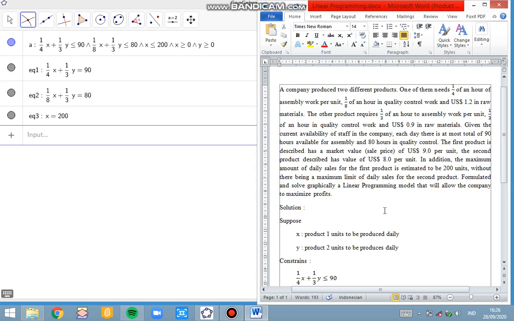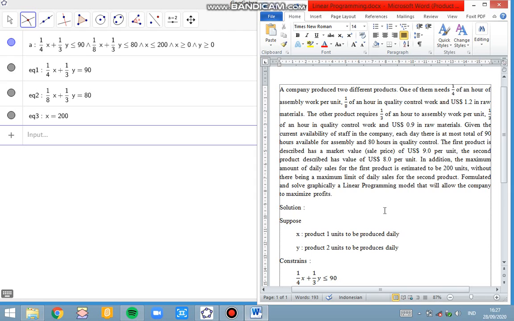$8 per unit. In addition, the maximum amount of daily sales for the first product is estimated to be 200 units, with no maximum limit of daily sales for the second product. Formulate and solve graphically a linear programming problem that will allow the company to maximize the profit.